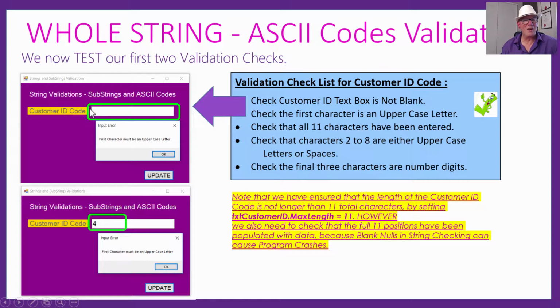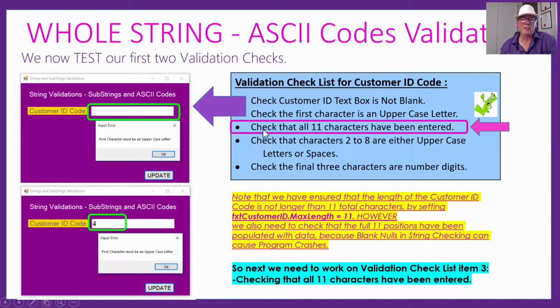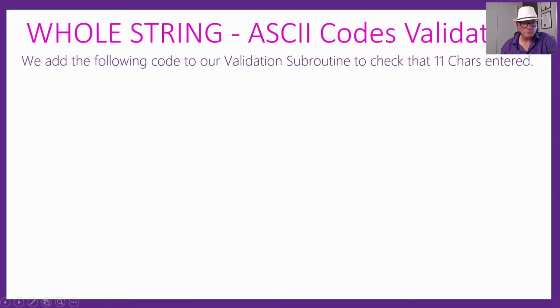But we do need to check that they've actually put the whole 11 characters in. That is a validation check we need. So our very next check will be to check that all 11 characters have been entered, okay? So we need to check, have they put in the full customer ID? And then we can go on and do these last 2 checks to check the other part of the customer ID code. But that's our next check, checking that they've all been entered.